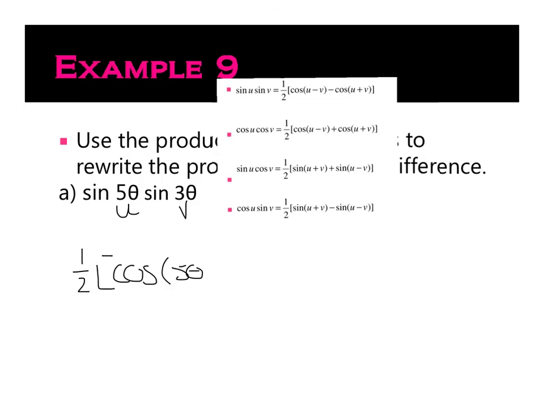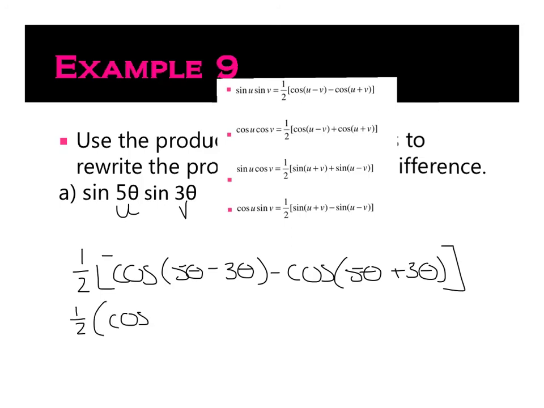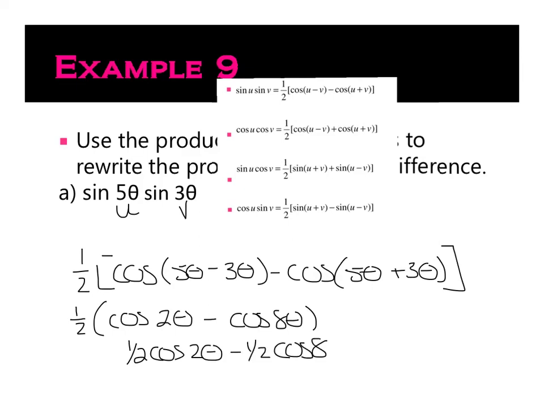So 5 theta minus 3 theta, minus cosine of the sum of those two angles, so 5 theta plus 3 theta. And then we just simplify in the brackets, and we end up with cosine of 2 theta minus cosine of 8 theta. And then just distribute the half, and that's going to go in the front. And you cannot combine these. 2 theta and 8 theta, those are the angles. So double angle and 8 times an angle is not the same angle, so we cannot combine these two terms.